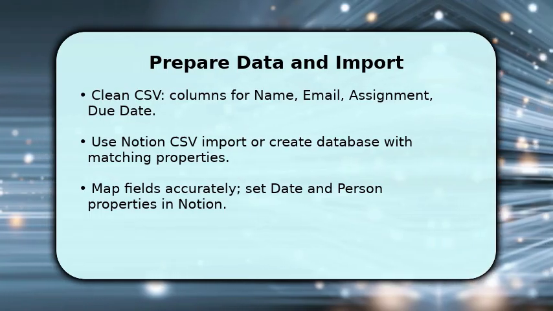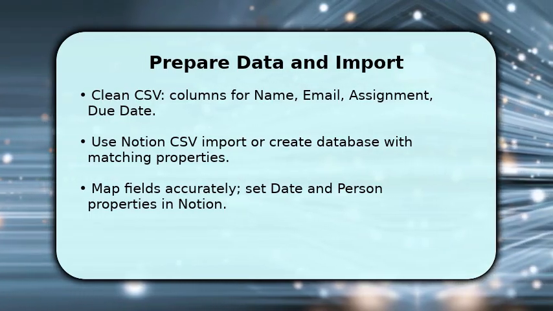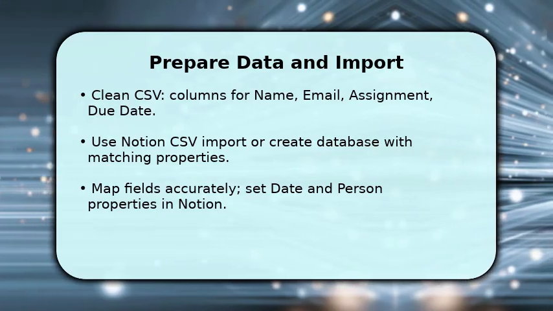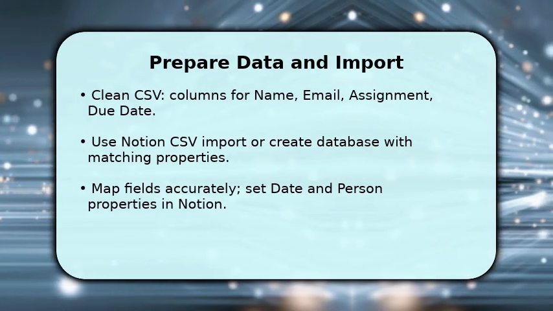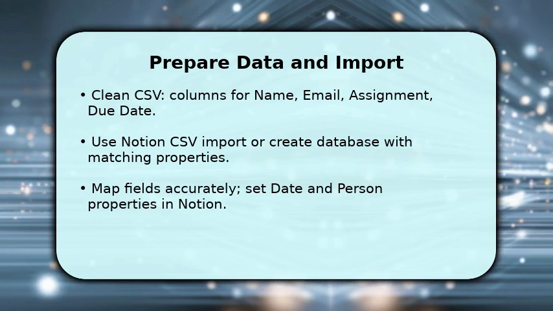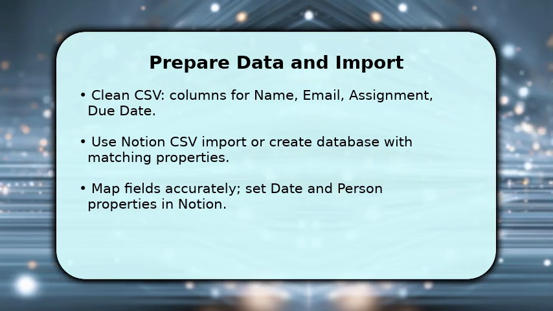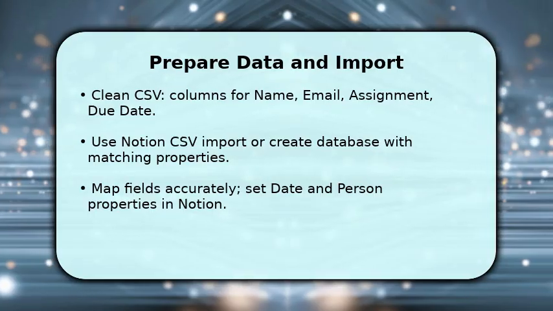Make sure to map CSV columns to Notion property types: text for names, email for contacts, date for due dates, and select or person for assignments. This ensures data behaves correctly in Notion and enables filtering, sorting, and assignment workflows.